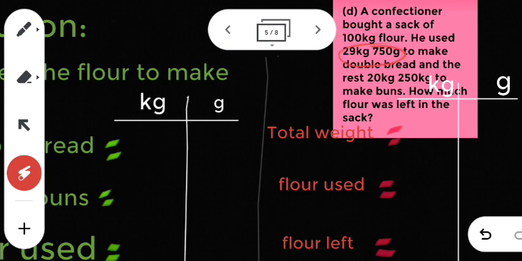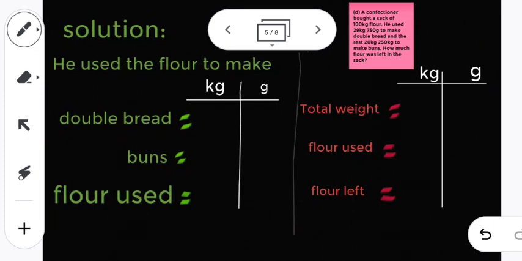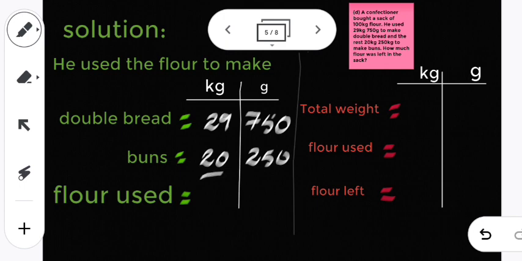So here, the flour he used for making double bread and the bun, we will add these two, and that answer we will minus from the total flour. I have written the statement here: how much he has used. First he used flour for double bread, 29 kg 750 gram. So let's arrange 29 kg 750 gram. Again he used 20 kg 250 gram to make buns. Now these two we have to plus.